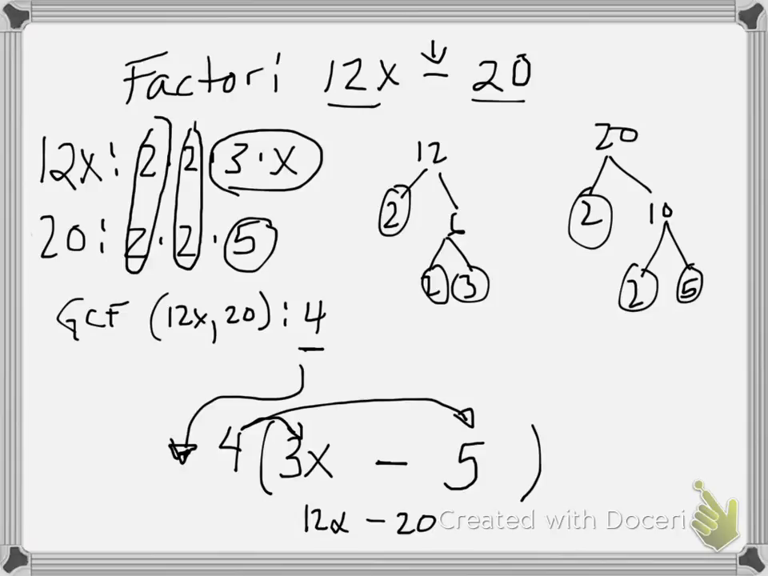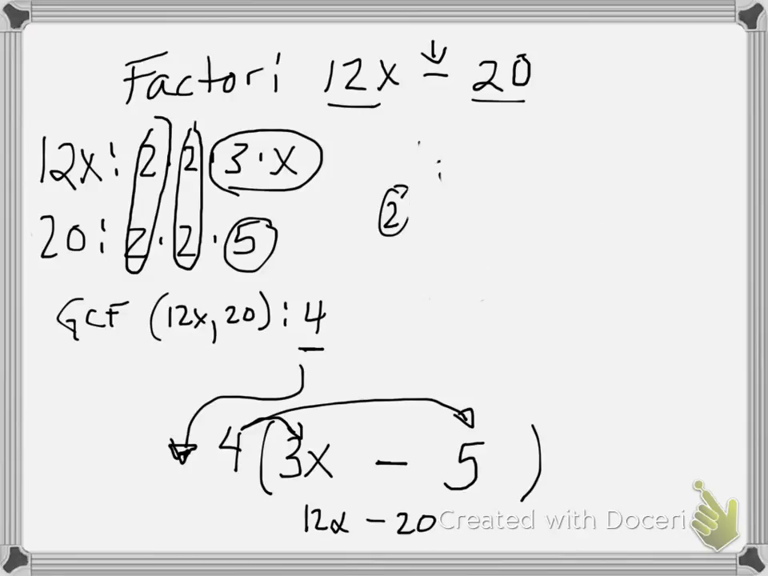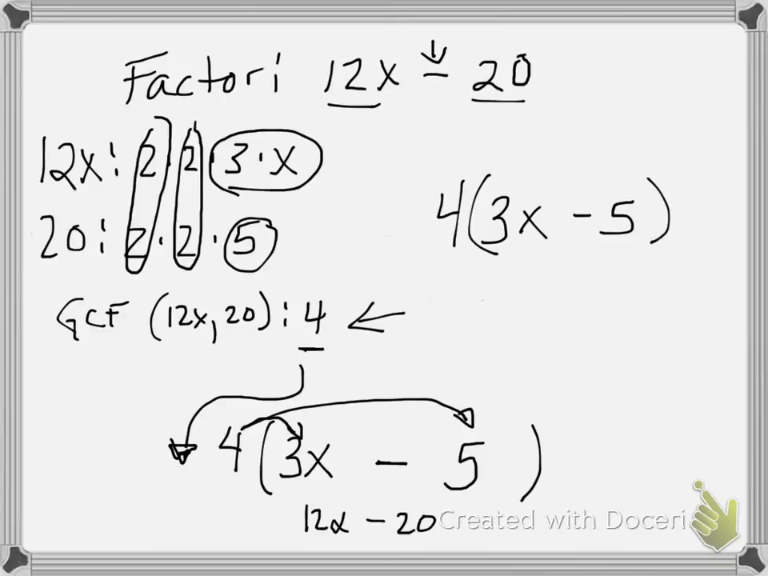Another way that we thought about this, I'm going to erase my factor trees over here just to give myself some room. Another way that we thought about this was, once I found that greatest common factor of 4, I can then divide each of my terms. So what is 12x divided by 4? Well, 12x divided by 4 is 3x. And what is negative 20 divided by 4? That would be negative 5. And that's another way to think about setting this up.